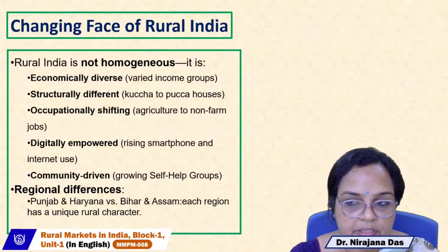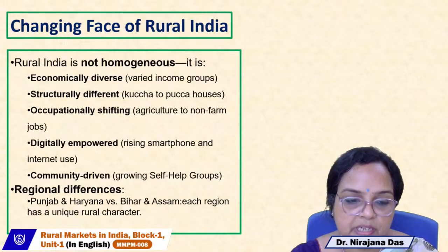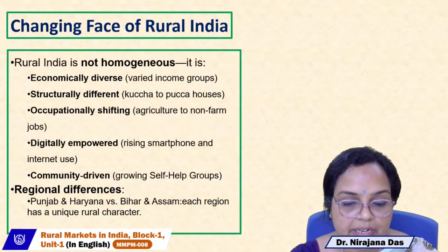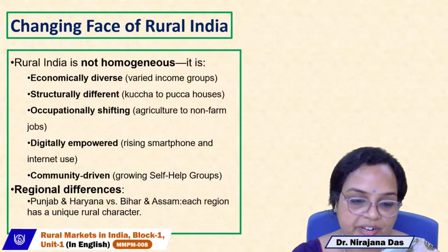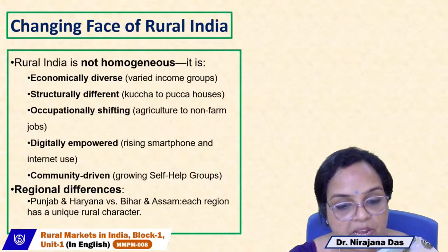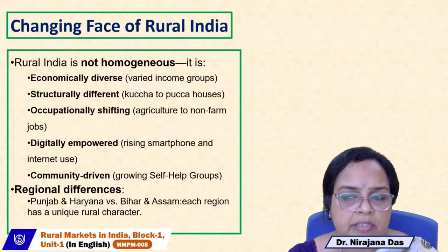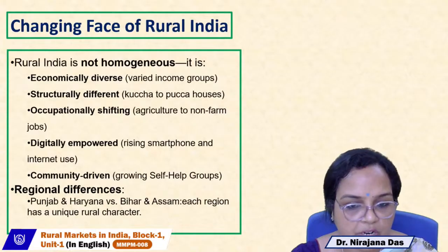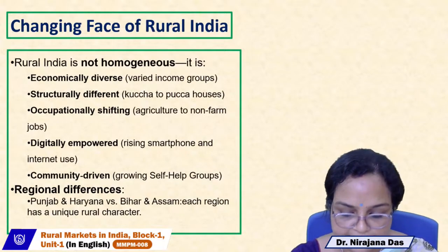There are regional differences also. For example, if you see a village in Punjab, it is far different from a village in Haryana. Their living style, their eating style, their dependency on income style, these are all different. In the same way, a village of Bihar is also different from a village of Assam due to environment, culture, eating style, production, crops, many things. So the basic understanding is that rural India is slowly changing to a smarter India.